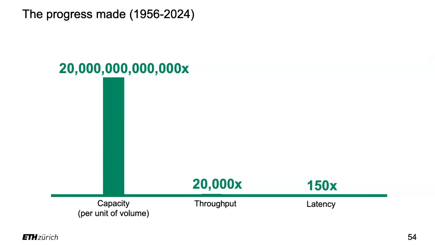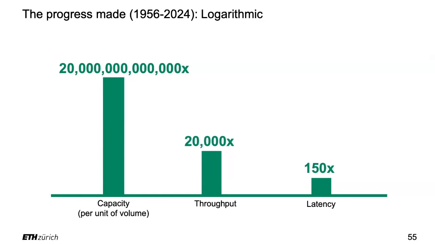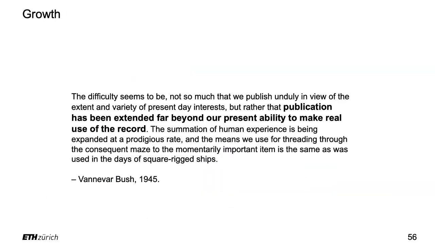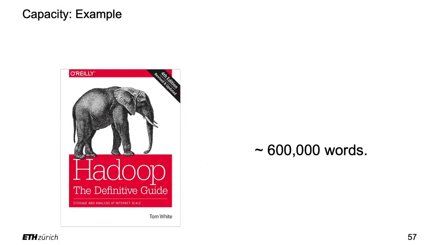So I left you with this cliffhanger that is almost worth a Netflix series season finale. This is the problem we have. We are in big trouble because now we produce so much information that we can barely read it fast enough. In fact, Vannevar Bush, I told you earlier that he was a visionary, said exactly that back then: "Publication has been extended far beyond our present ability to make real use of the records." This was in 1945. Transistors did not even exist back then.